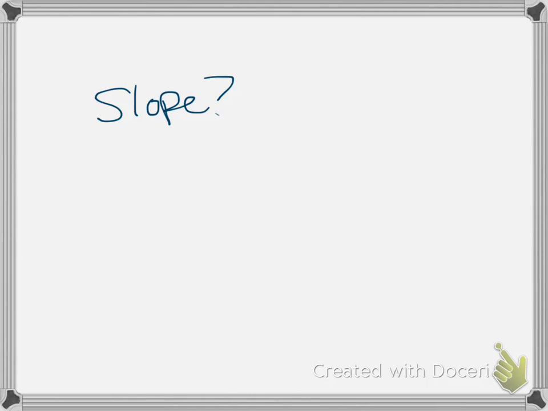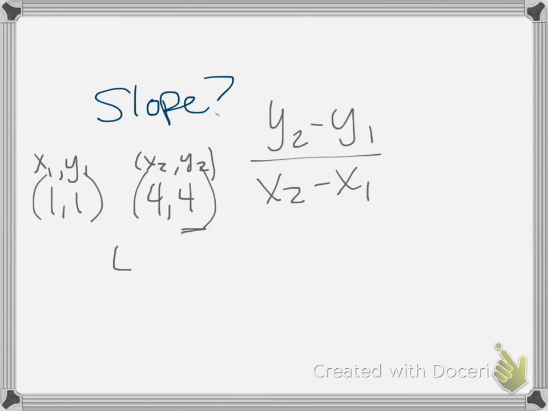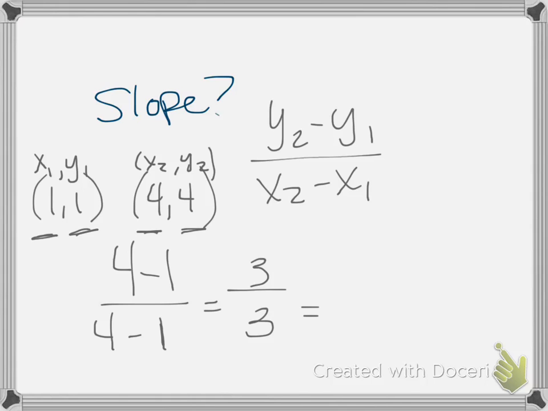Slope is going to be y2 minus y1 over x2 minus x1. Okay, so if I gave you 2 points, say I gave you 1, 1 and 4, 4, our points are always x comma y. So my first set is x1, y1, my second set is x2, y2, and I just fill them in. So this is my y2, so it goes on top. This is my y1, so it goes on top. x2, x1. Okay, so 4 minus 1 is 3, 4 minus 1 is 3, so I got 1.